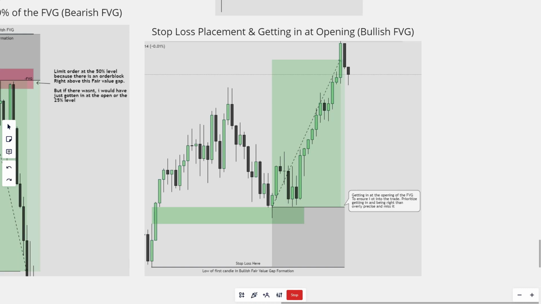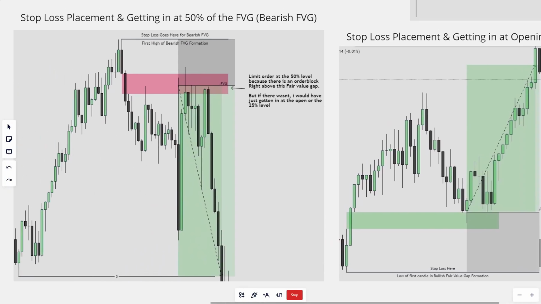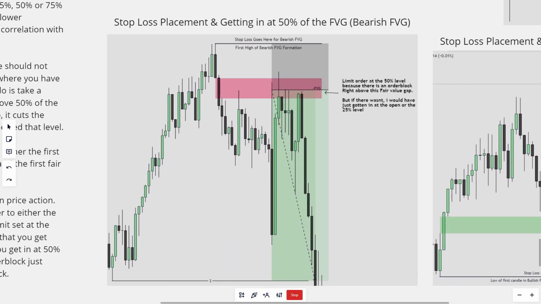You want to prioritize getting in, and then as soon as we see price start to overall break higher, we could probably scale in as it broke higher back to our normal risk. But when actually entering a fair value gap, you want to enter at the opening. When not to enter at the opening, or when you can be a little more confident entering at the 50% level, is when you have an order block just above it.